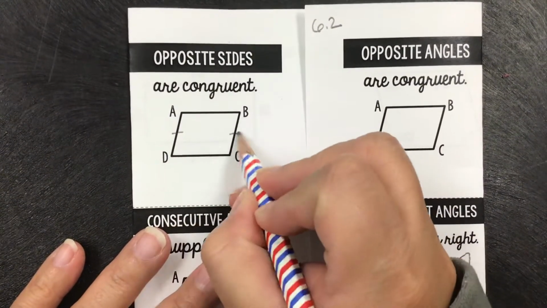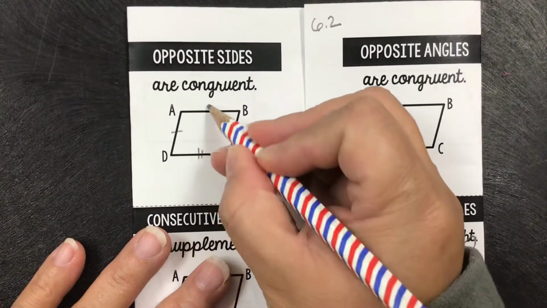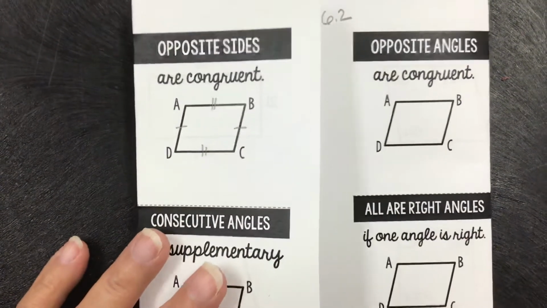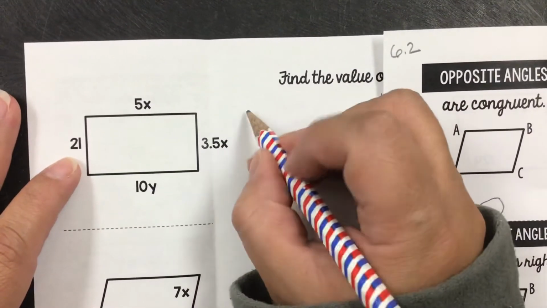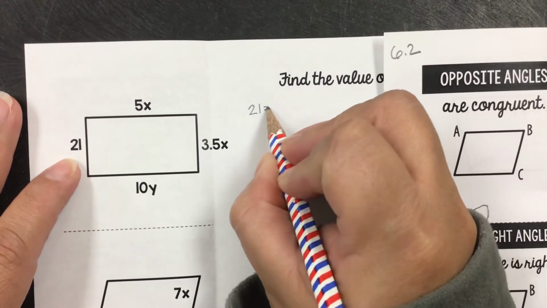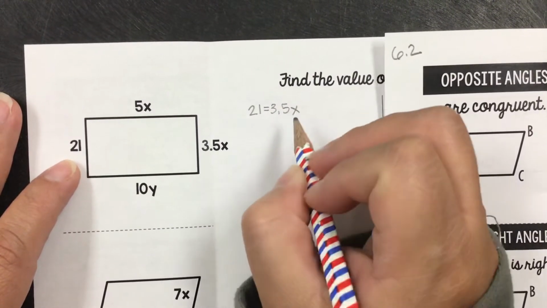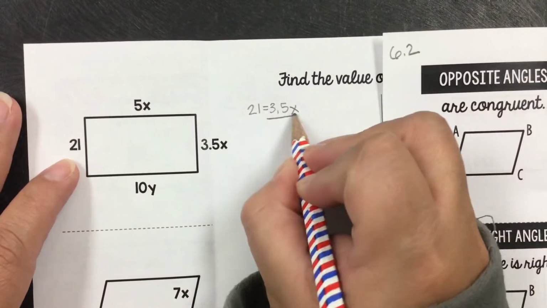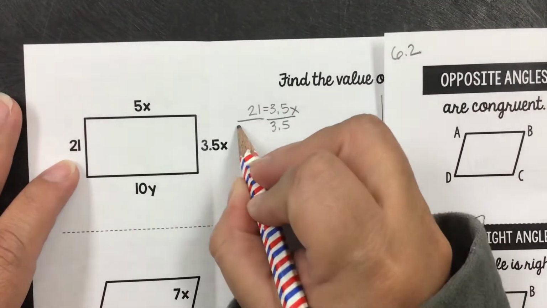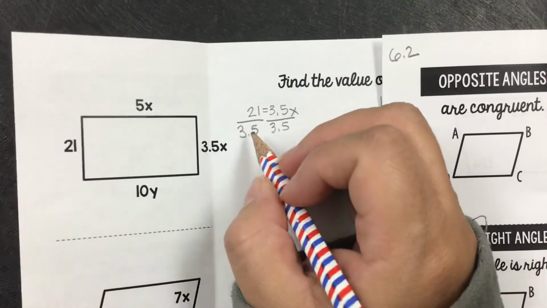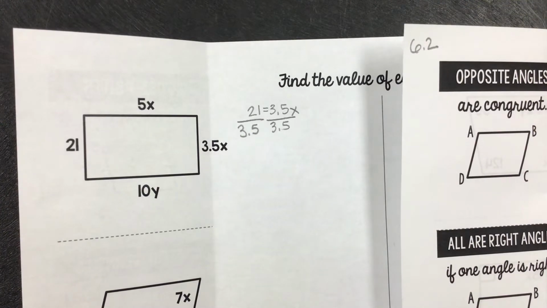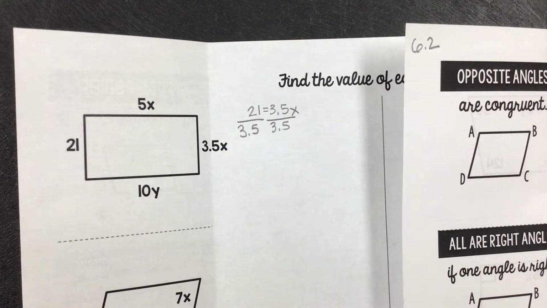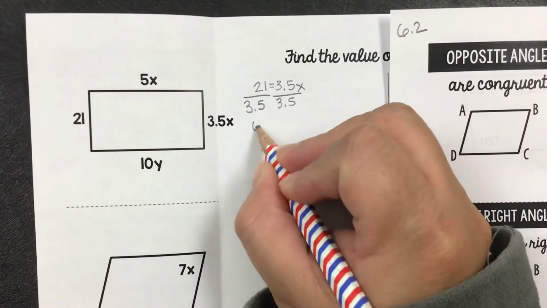That means that this side is equal to this side. Also, this side is equal to this side. How we will apply it is that we would set the sides equal to each other. So, for example, 21 is equal to 3.5x. And we would solve for x, divide by 3.5 to both sides. And that would be 6 is equal to x.